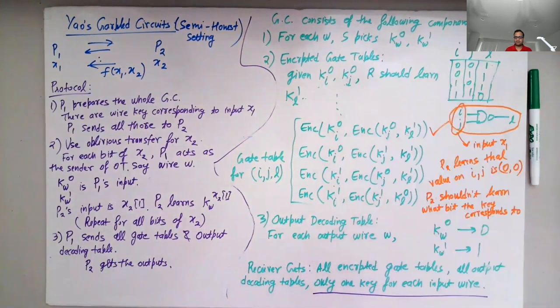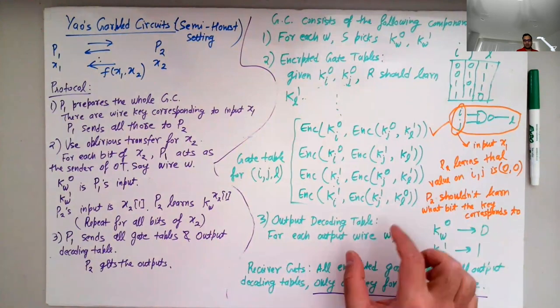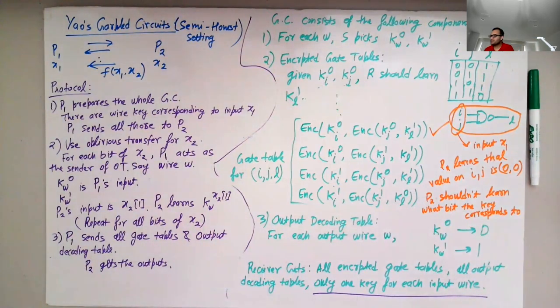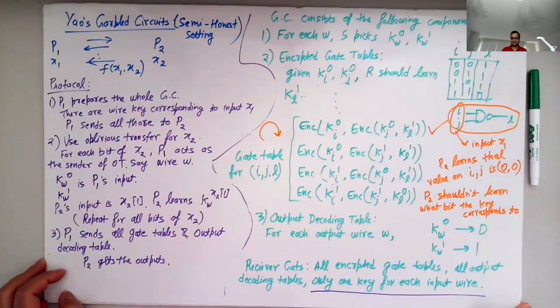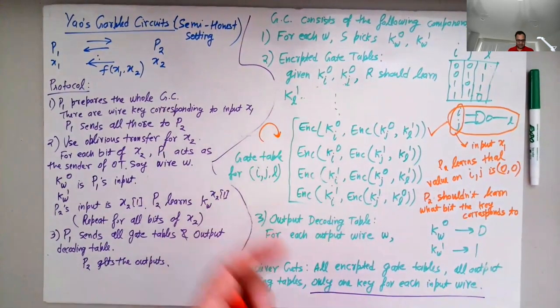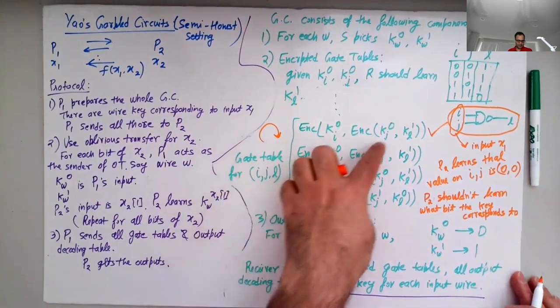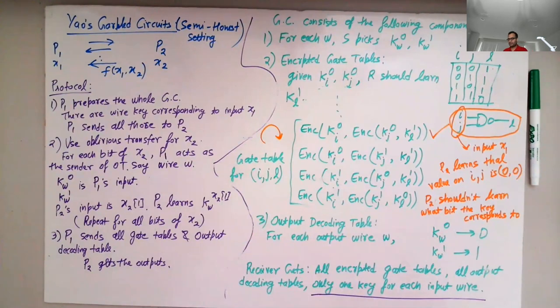So how do we fix this problem? P2 gets some keys. P2 shouldn't learn the mapping between the key and the bit, except for the output. So any ideas on how we can fix this problem? What about randomly permuting this table? This is my sign for random permutation. Here the problem was that the first entry corresponds to the input being 0, 0, second entry 0, 1, and so on. So what if we just shuffle the table? Does that solve the problem?